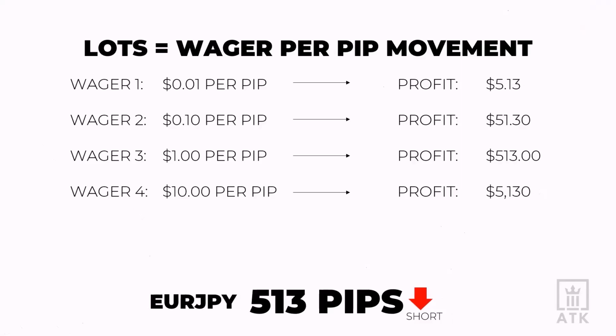Euro JPY, we said that fell 513 pips. So again, depending on what lot size they use, a penny per pip, 10 cents per pip, $1 per pip, or $10 per pip would be equivalent to how much they would profit on that movement. All right, so I have these specifically here for a reason: this penny per pip, this 10 cents per pip, this dollar per pip, this $10 per pip, because these are standard lot sizes.